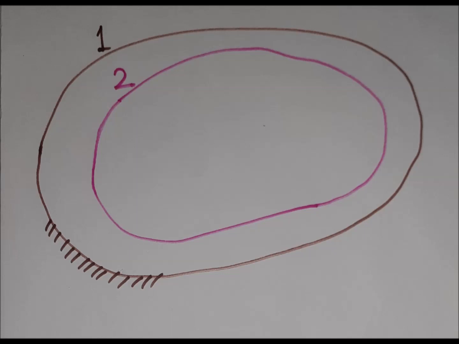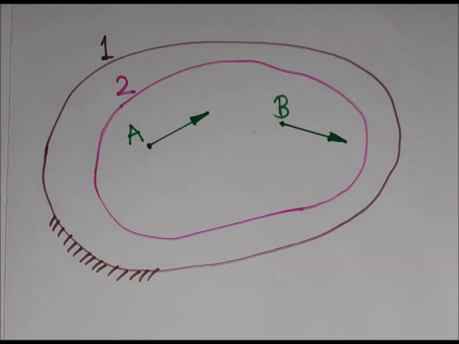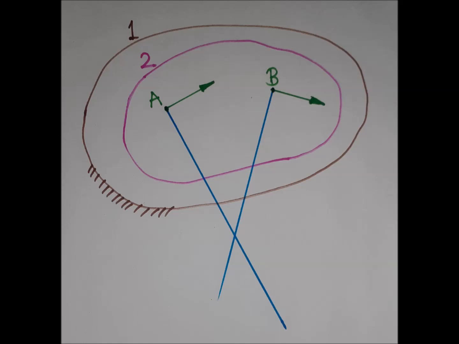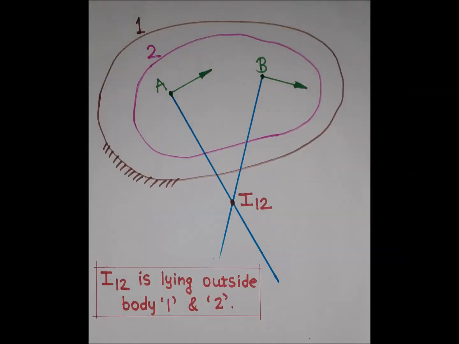Now consider the next case. Planar body 1 is fixed. Planar body 2 is above planar body 1 and it is moving relative to body 1. Velocity at points A and B on planar body 2 is shown. Perpendicular lines are drawn to VA and VB. At the intersection of these perpendicular lines, we will have ICR I12. Here we can notice I12 is lying outside body 1 and 2.